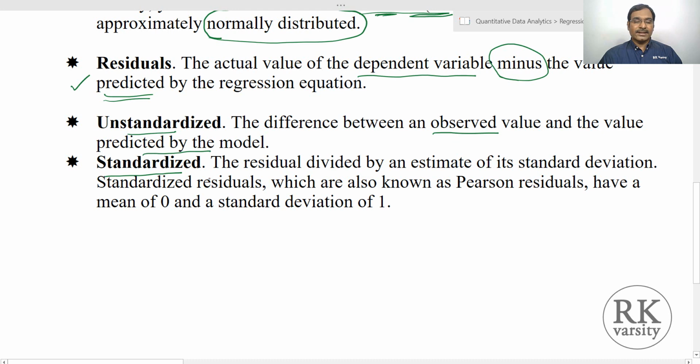Whereas a standardized residual is the residual divided by an estimate of its standard deviation. Standardized residuals, which are also known as Pearson residuals, have a mean value of 0 and a standard deviation of 1. Once you are running IBM SPSS, you can save your unstandardized residuals and standardized residuals. After running the model, you can go for the explore option to check whether the mean is 0 and the standard deviation is 1 or not.